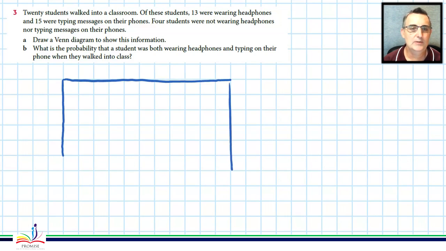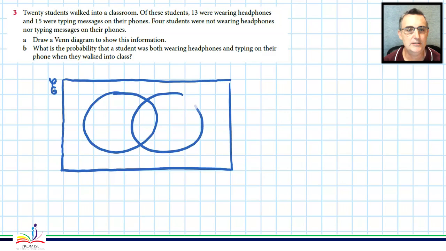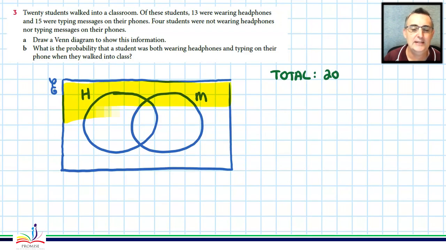Okay, so let's draw a Venn diagram. We need our rectangle, our universal set. We need 2 circles, one for headphones and one for people who are messaging. So let's call it H and let's call it M. I always told you that when you do a Venn diagram, you have to start in the middle. You have to start with H and M, but we don't have the number of people who are in the middle there. What we do have is that there are a total of 20 people. And so that 20 is going to be in this area.